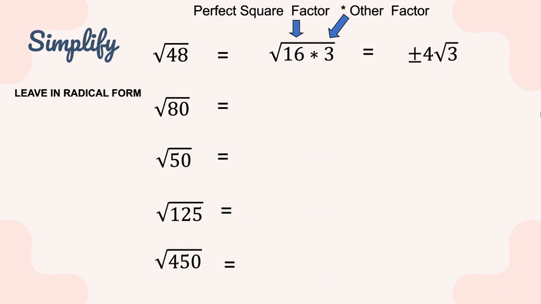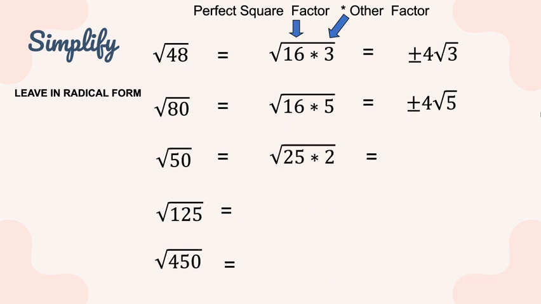Now we have the square root of 80. Again, 16 goes into 80. The square root of 16 is plus or minus 4. I can't take the square root of 5, so the answer is plus or minus 4 times the square root of 5. 50, the largest perfect square that goes in there is 25. The square root of 25 is plus or minus 5, times the square root of 2.